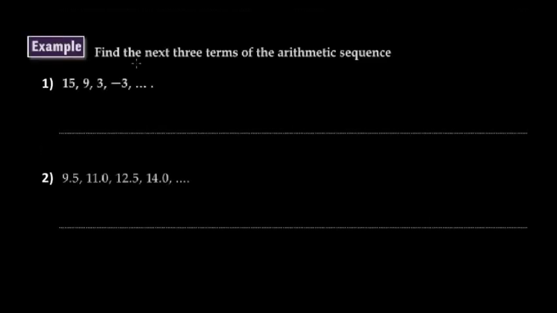The second point of our lesson today: how to find the next 3 terms of an arithmetic sequence. We have 15, 9, 3 and -3, and we need to find the next 3 terms. First we need to find the common difference between them. You will find that each time we subtract 6, so to find the next term we need to subtract 6.